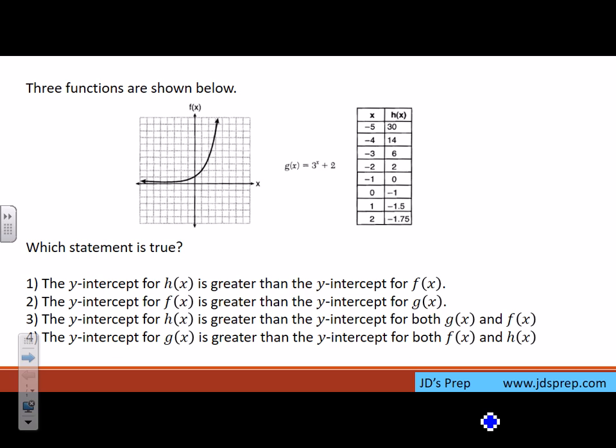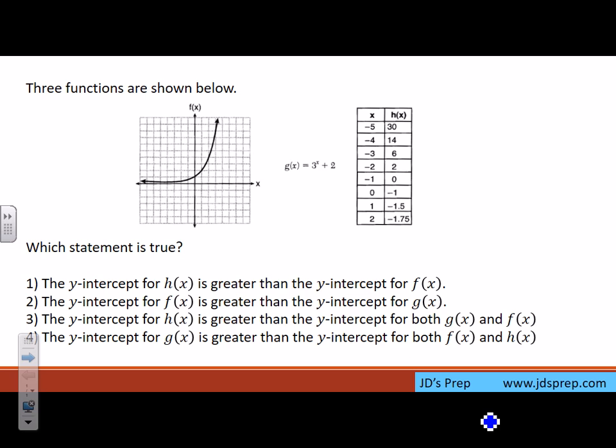The second statement says the y-intercept for f of x is greater than the y-intercept for g of x, which is the function given as the equation. The third statement says the y-intercept for h of x is greater than both y-intercepts for the other two functions. And the fourth statement says the y-intercept for g of x is the one that is greater than the other two.